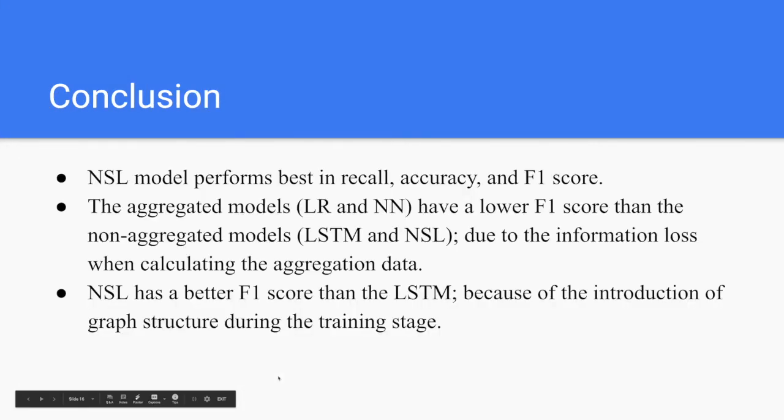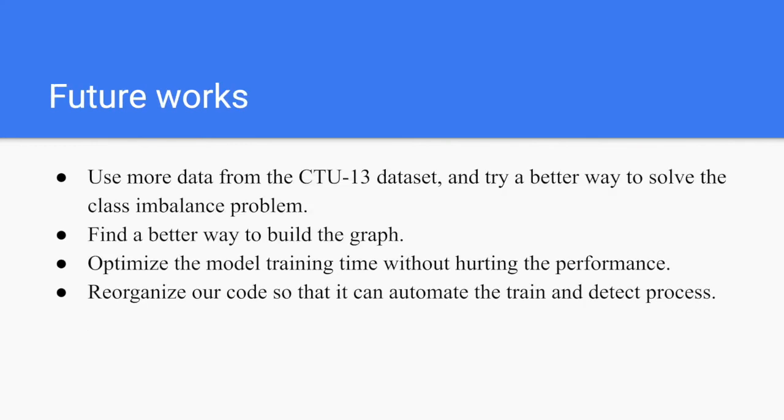For everything we've done right now, we have completed the major work of our project, but we still have a lot of space to improve in the future. For future improvement, the first thing is, as we know, the current dataset is relatively small, so we need to find more data about beaconing analysis with the same data structure from open data sources. For right now, we found a dataset called CTU13. We can use more data from that dataset. And also, we can try a better way to solve the class imbalance problem existing in our dataset.